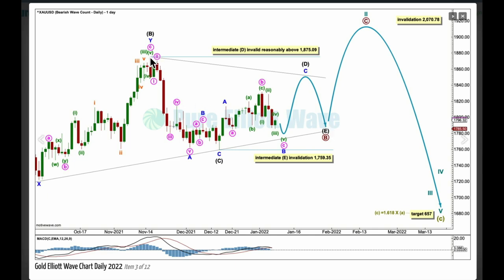B subdivides nicely as a double zigzag. That's important because only one triangle subwave may be a multiple, so it tells us that intermediate D may not subdivide as a double zigzag.